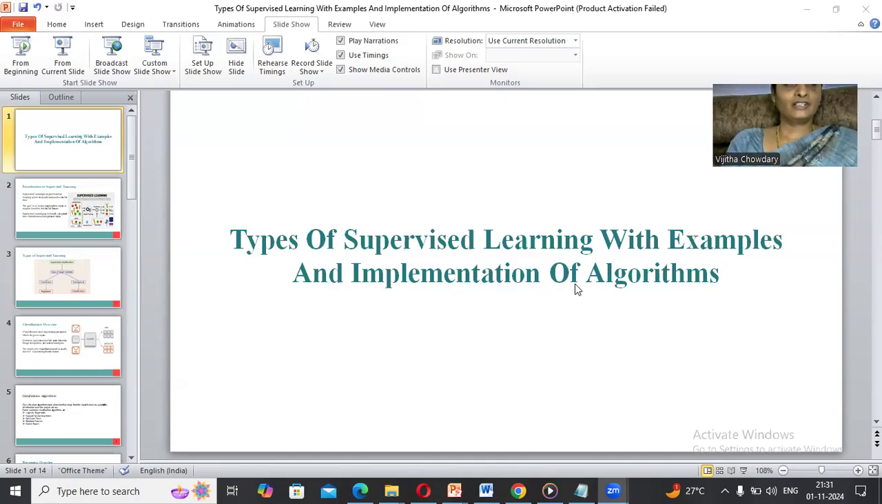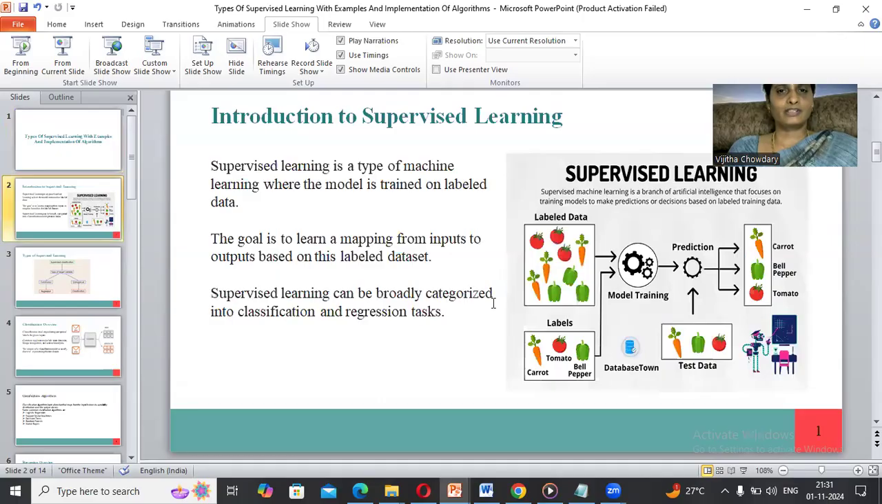Hi, this is Vijita. Today we learned about the types of supervised learning with examples and implementation of the algorithms. In the last session, we discussed the introduction to supervised learning. That means a labeled data set can be used to train the model to make predictions. Supervised learning is a type of machine learning. The goal is to learn a mapping from the inputs to outputs based on the labeled data set.